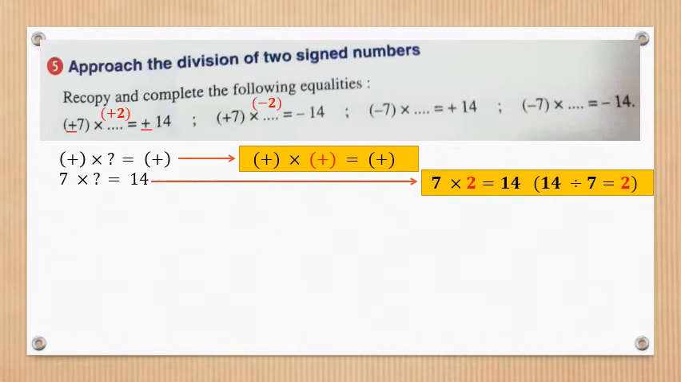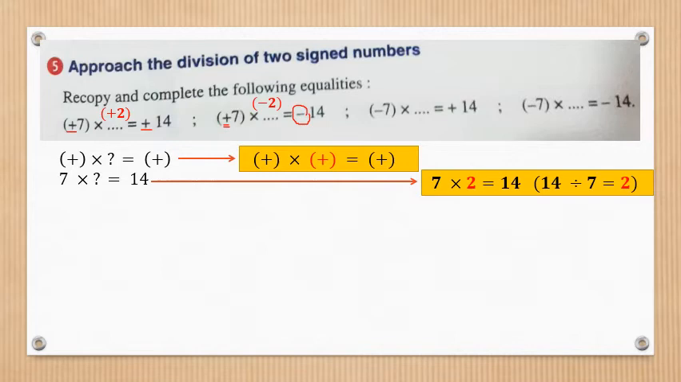Now, plus 7 times how much equals minus 14? The answer is negative, so the signs are opposite. 7 has a plus, so the missing number should be negative. 7 times how much equals 14? 7 times 2, so the missing number is minus 2.